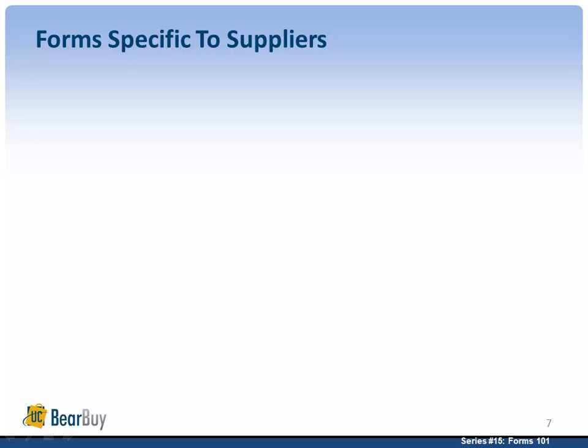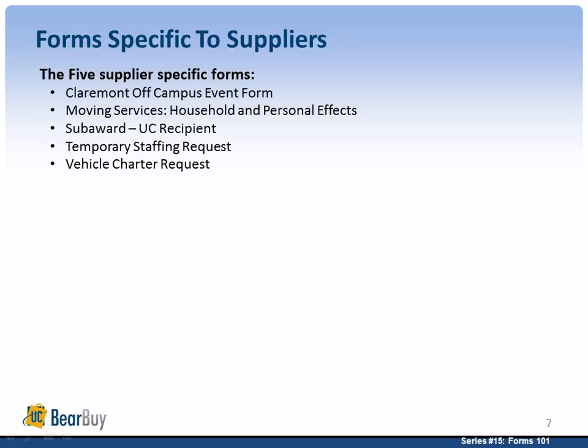Another thing about forms is that there are forms designed specific to suppliers. There are 5 supplier-specific forms. They are the Claremont Off-Campus Event Form, the Moving Services Form, the Subaward UC Recipient Form, the Temporary Staffing Request Form, and the Vehicle Charter Request Form. These forms are designed to have a specific supplier listed on it, or a drop-down list of available suppliers to be used on the form.